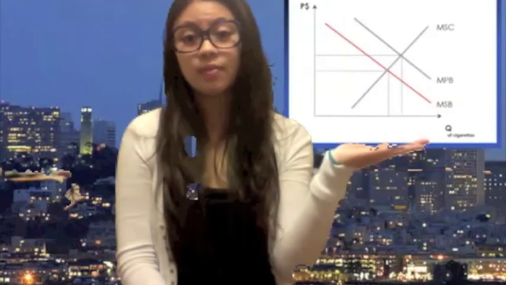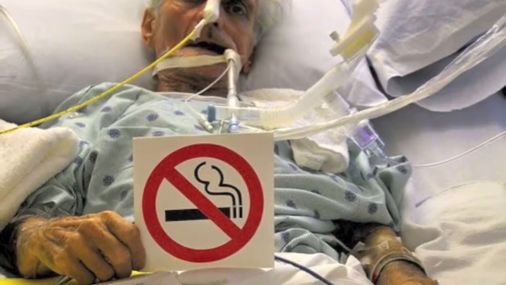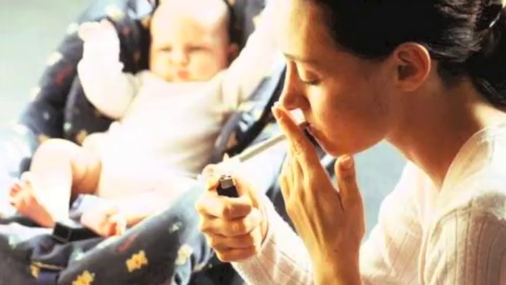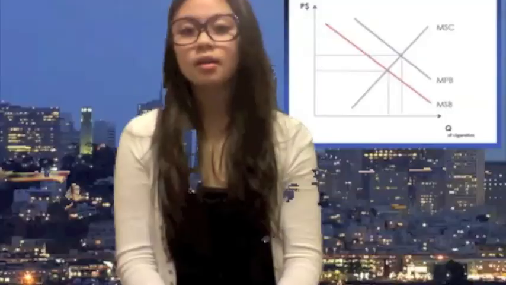Here is a graph that shows the negative externalities of smoking. As you can see from the graph, the marginal social benefits are much lower than the marginal private benefits, which means there are some spillover costs to society, such as costs for hospital beds for smoking-related diseases, as well as the health costs arising from passive smoking.